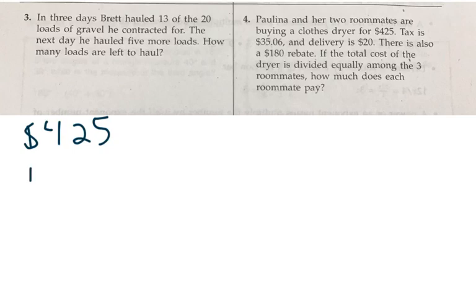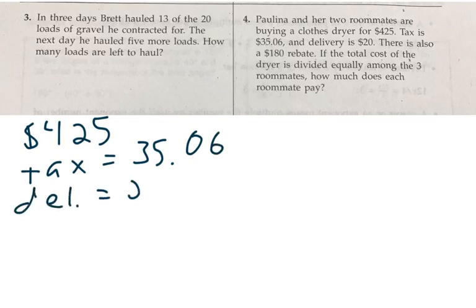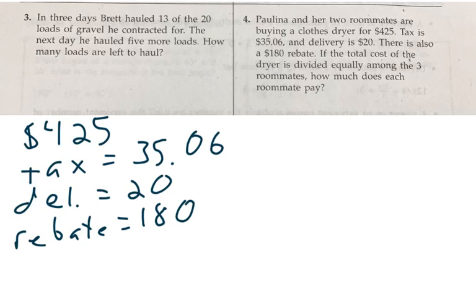I know that tax is $35.06 and delivery is $20. But there's also a rebate of $180. So basically that means they're getting $180 back. If the total cost of the dryer is divided equally, how much does the roommate pay?